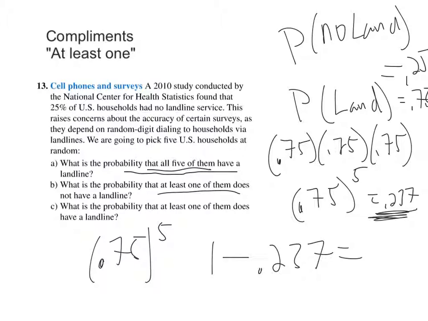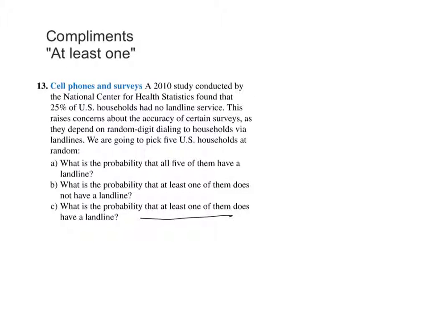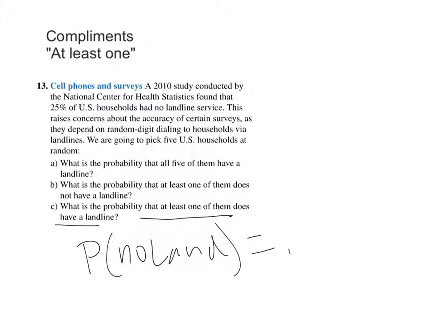And then C, what's the probability that at least one of them does have a landline? So stop this video, think about it for a minute, come back and see how I'm doing. So at least one of them does have a landline. Well, we want to find the probability that none do. No landlines. So the probability for any one of them not having a landline is 0.25. So we're going to raise that to the 5th power.